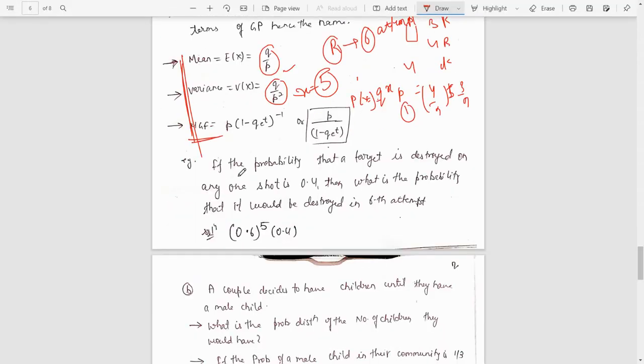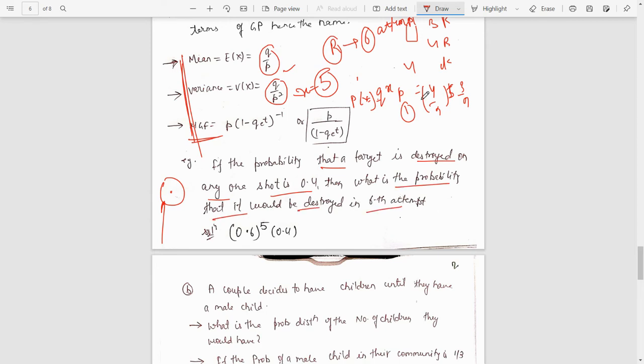So if the probability that a target is destroyed on any shot is 0.4, let's say you have a target and you are shooting at it, and it gets destroyed on any shot with that probability. Fire the first shot, the probability of destroying it is 0.4. What is the probability that it would be destroyed in the sixth attempt?